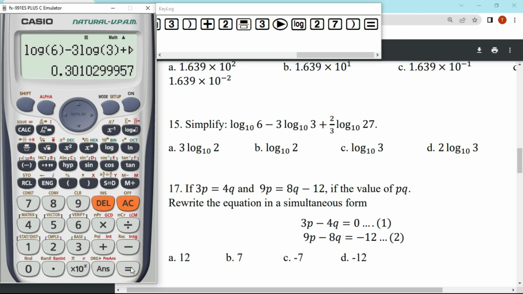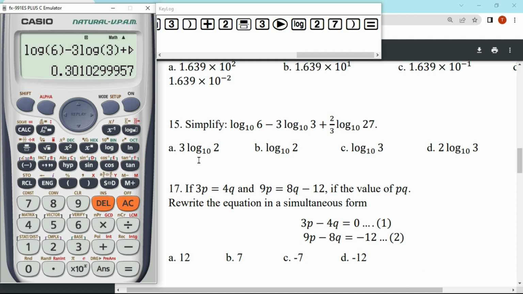So I have the answer to be 0.3010299957. But then we don't have the answers here to be that, we have 0.3010. So all we have to do now is test the answers we have here. So we are going to input each answer into the calculator and make sure that we have 0.3010 as our answer. Then we know that is our answer.